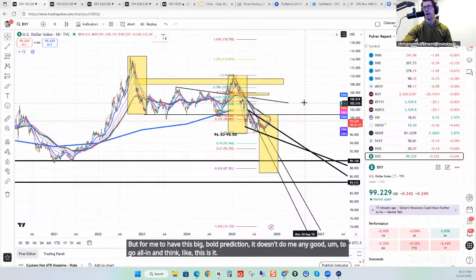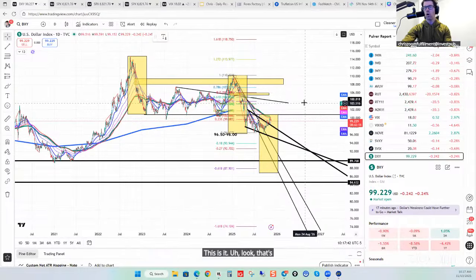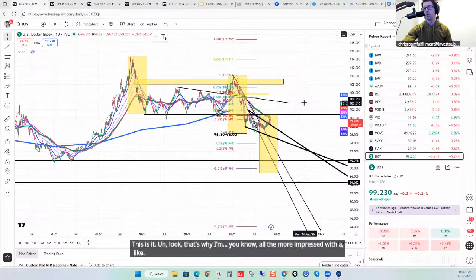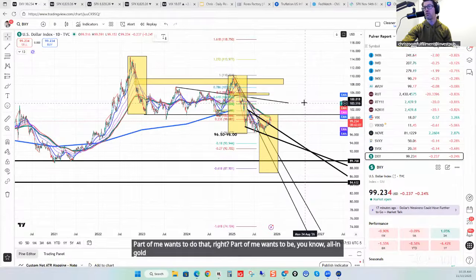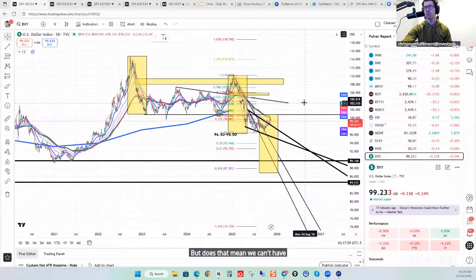This is it. Look, that's why I'm all the more impressed with a Stanley Druckenmiller. That is, put all your eggs in one basket, watch the basket closely. Part of me wants to do that, right? Part of me wants to be all in gold. I think if there's a safe trade over the next 5 or 10 years, it's probably higher gold. But does that mean we can't have a 20, 30% correction in gold?